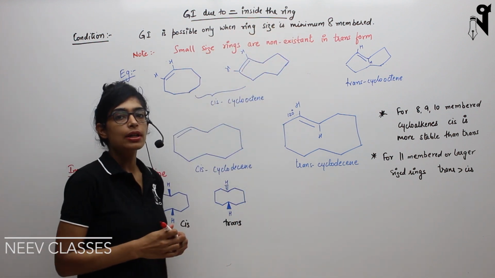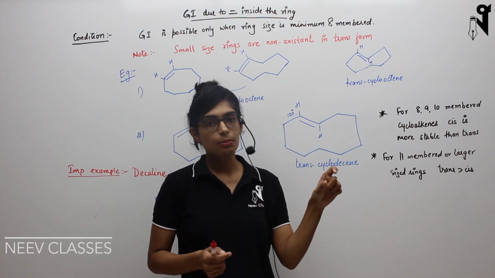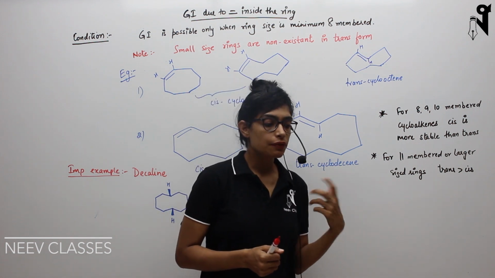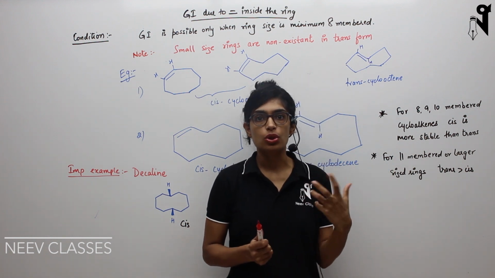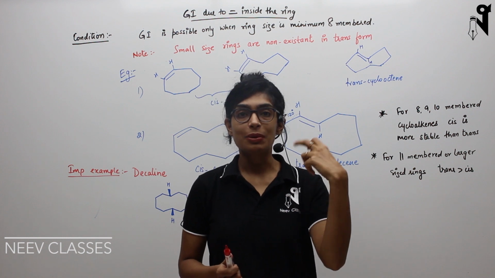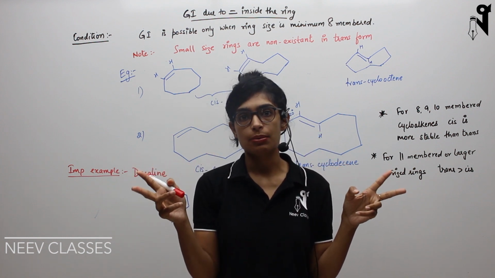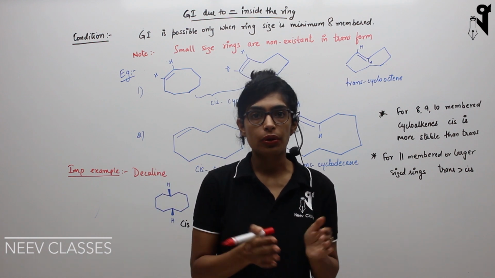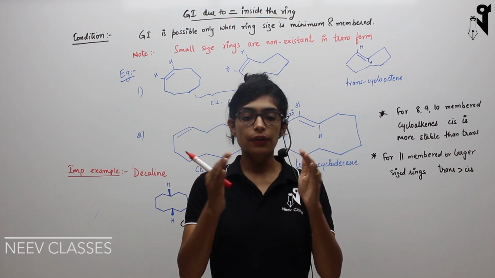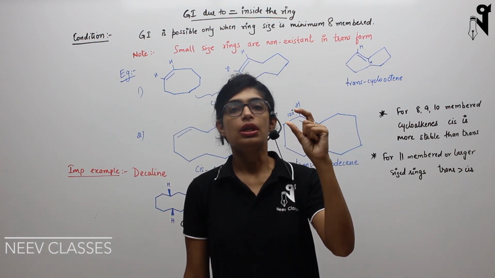So how does a ring cause geometrical isomerism? We have already discussed. Now if there is a double bond inside the ring, in a few cases I mentioned that a double bond inside the ring does not cause GI, because we require an sp3 hybridized carbon with two different disubstitutions. But this is true only for smaller rings. For bigger rings, if there is a double bond inside them, the double bond itself shows GI.